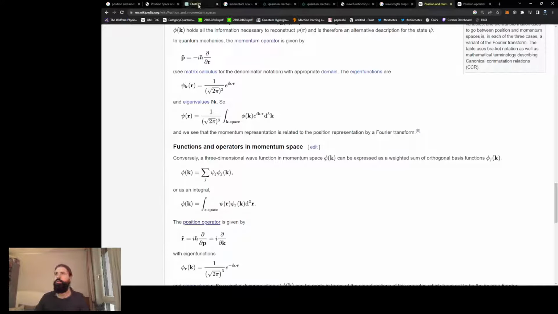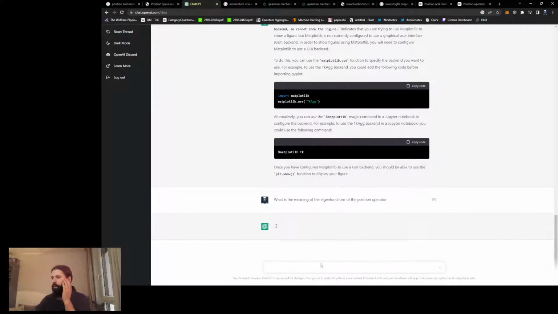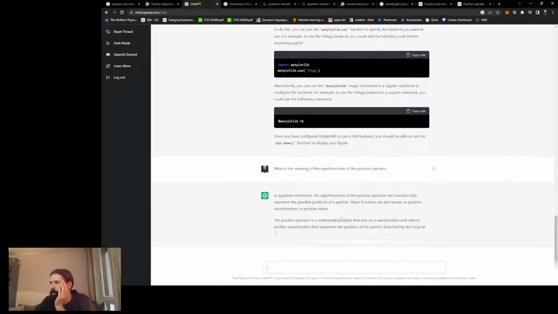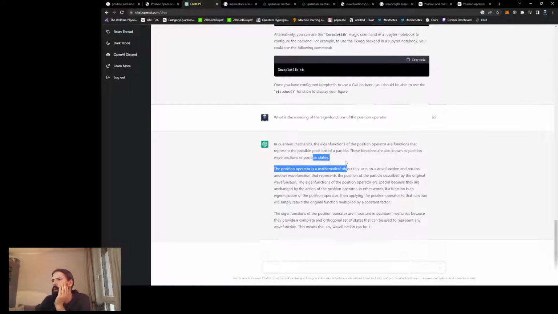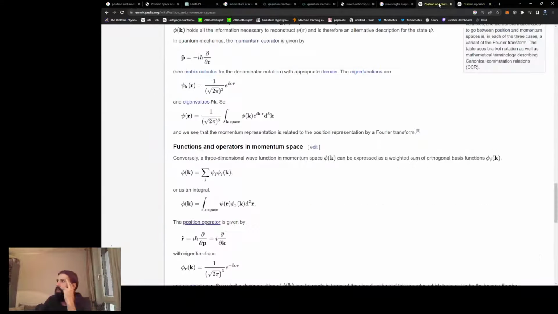What does GPT say? What is the meaning of the eigenfunctions of the position operator? Okay, so they represent possible positions. Yeah, that makes sense. In quantum mechanics, the eigenfunctions of a position operator are functions that represent possible positions of a particle. These functions are also known as position wave functions or position states. Of course, that kind of makes sense.